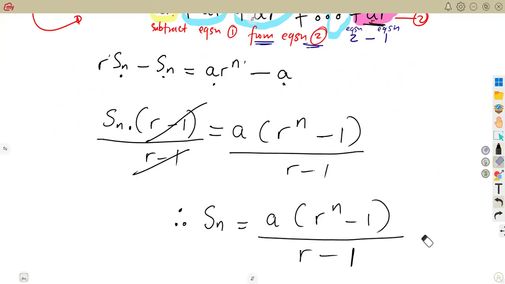As we understand from fractions, the denominator cannot be equal to 0. So this is a condition: r cannot be equal to 1. And also we cannot have negative values representing r, unless we are talking of sum to infinity. So for this formula, we are going to use it where r is greater than 1. All right? So that is the use of this formula.